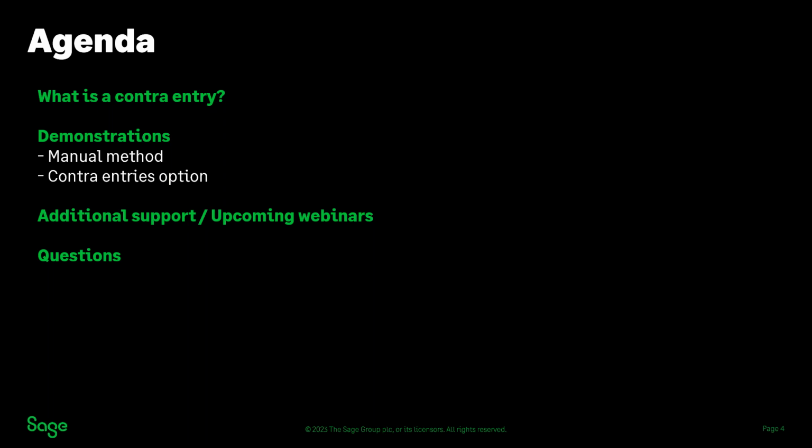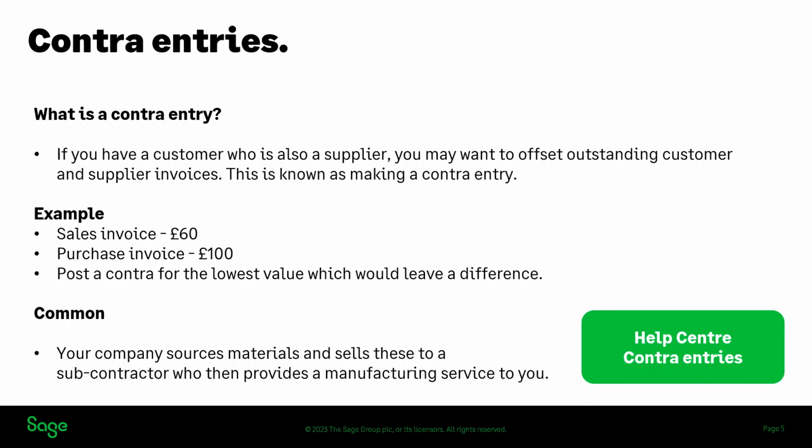Right, so let's start with a little bit of background to contras. A contra entry would be posted where you trade with a business that you've got set up both as a customer and also as a supplier. It's where you would have an outstanding balance against both of those accounts. So in this case, an outstanding sales invoice and an outstanding supplier's invoice.